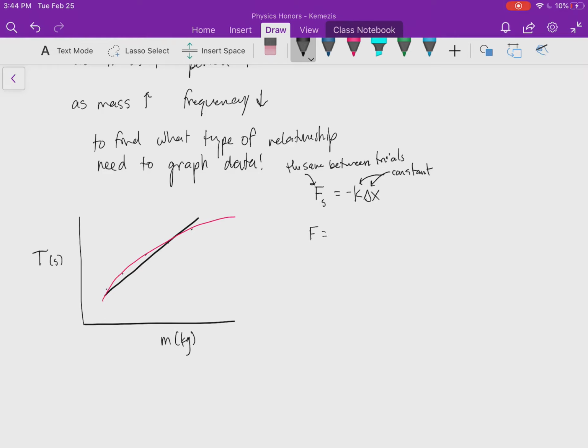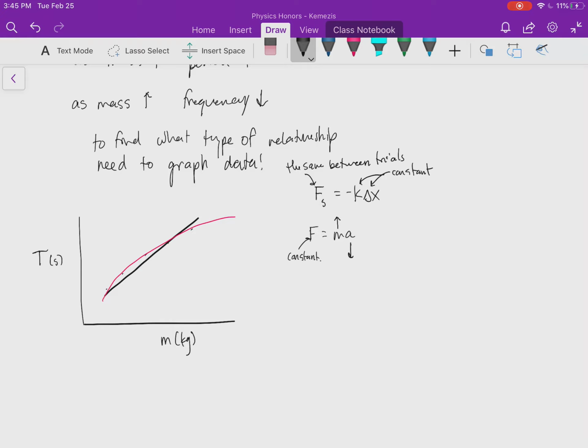And if the force is the same, let's go to Newton's second law, right? If the force is constant between trials, that means that as our mass increases, our acceleration must change accordingly to keep the force constant. So we were increasing our mass, so we should have seen a decrease in acceleration, so your velocity was less, and therefore your period changed, right? So that's why we see a relationship between period and the mass, okay?